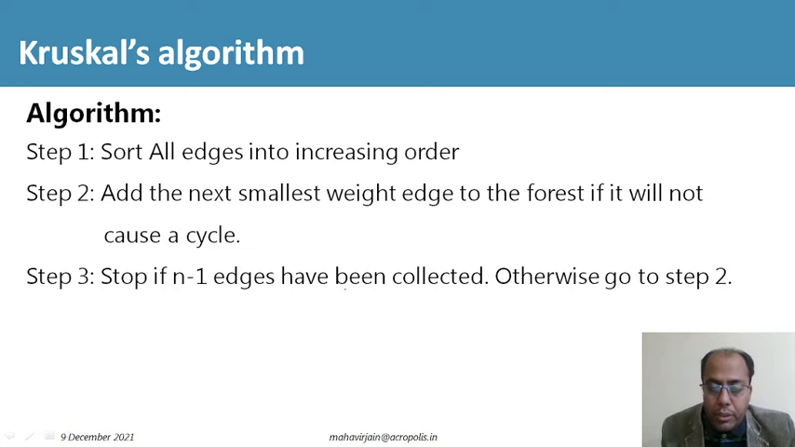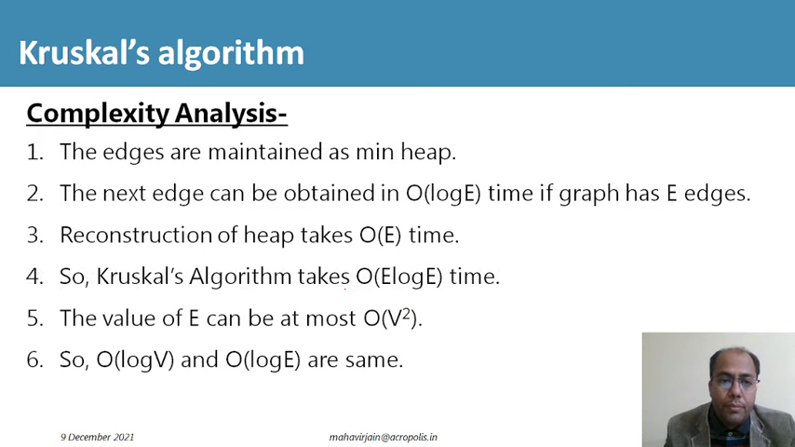Second, add the next smallest weight edge to the forest if it will not cause a cycle. So you select an edge that has the minimum weight at a time and connect the vertices if they do not form any cycles, and continue. It is for n minus 1 edges, and you will get a minimum spanning tree.